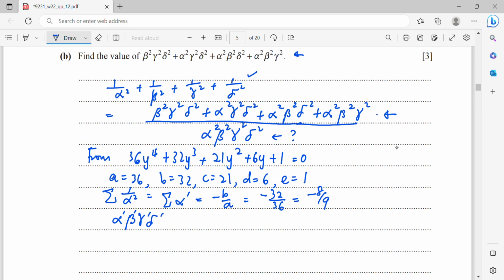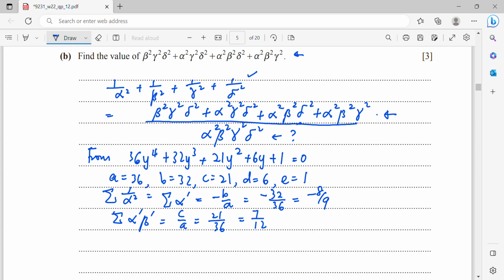From here, we know one more value, summation of 1 over alpha prime, beta prime. The summation of alpha prime, beta prime is C over A. So C over A is 21 over 36, which is 7 over 12.